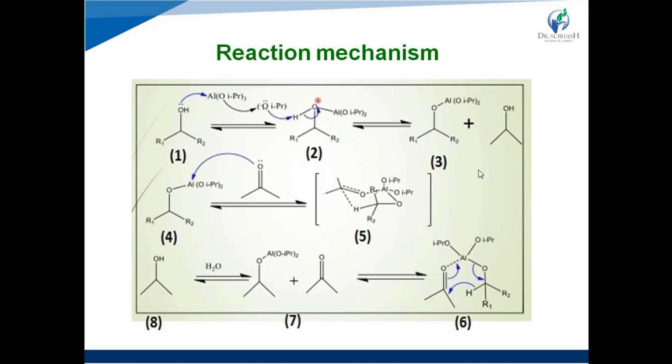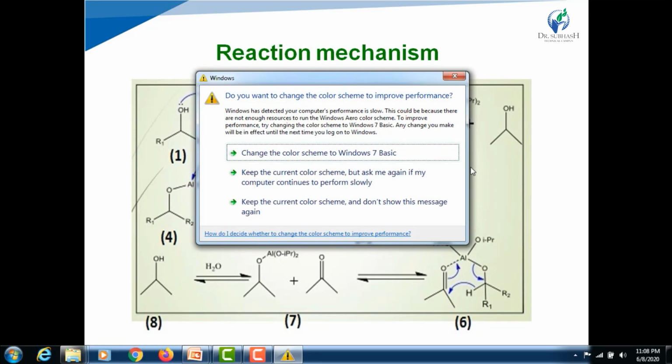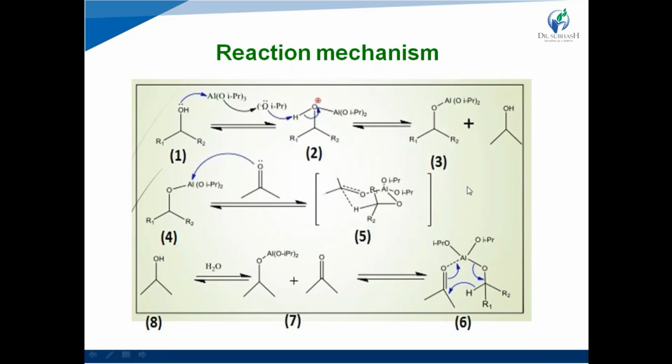And that's why oxygen becomes neutral. It removes the positive charge, and hydrogen is removed in the form of H+, which is abstracted by the isopropoxide group and forms 2-propanol, right? So structure 3 will be obtained, right? Now in the next step, this aluminium isopropoxide complex reacts with acetone, right, and forms intermediate 5.